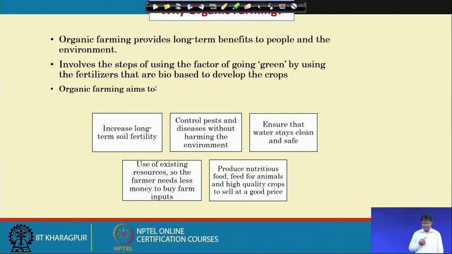And finally, this aims at use of existing resources, so the farmers need less money to buy farm inputs, because if you recycle the resources available in the farm, that can minimize the external use of inputs. So, we are aiming for this organic farming.